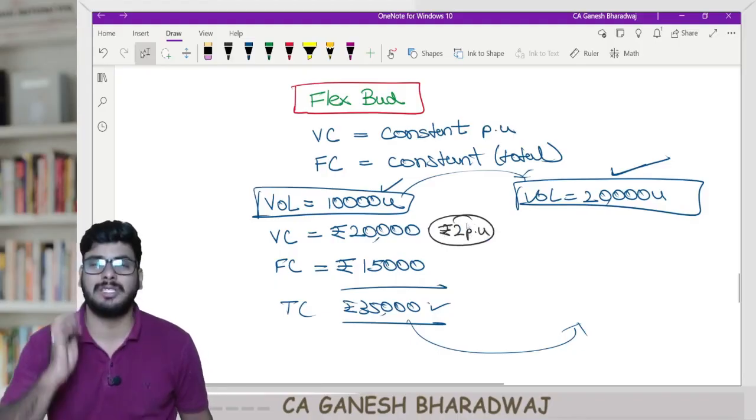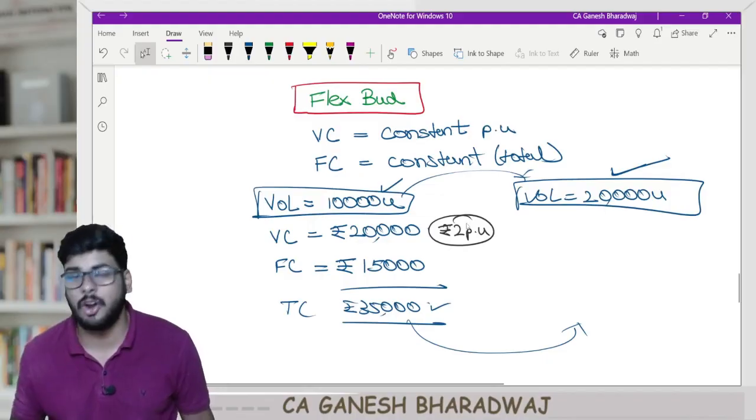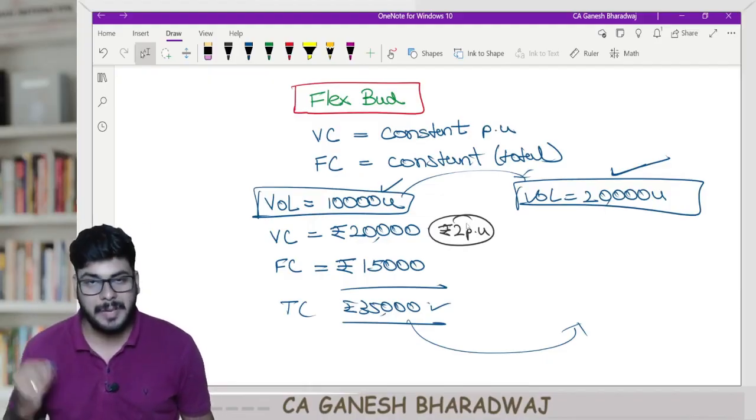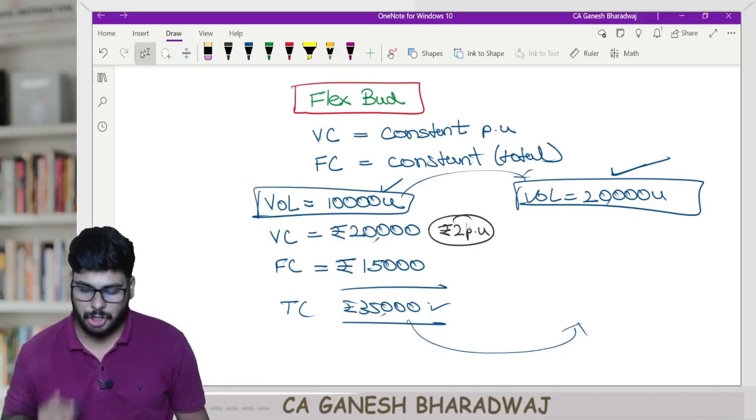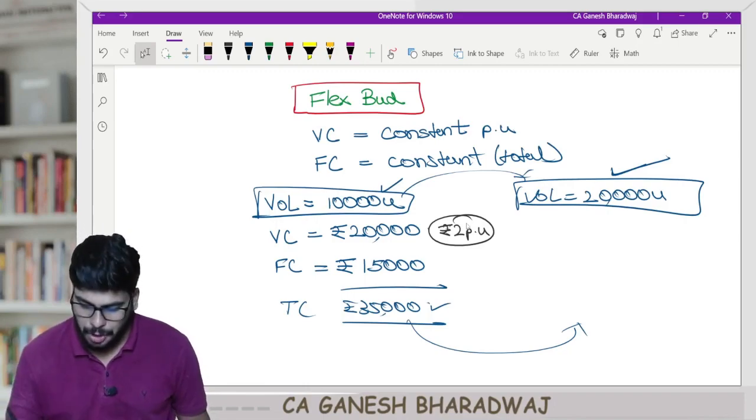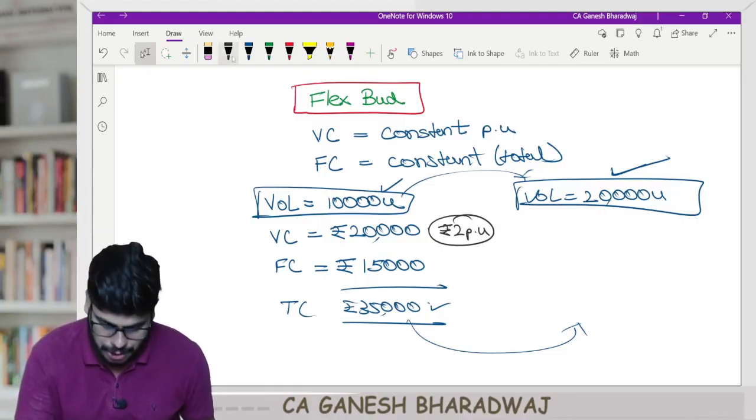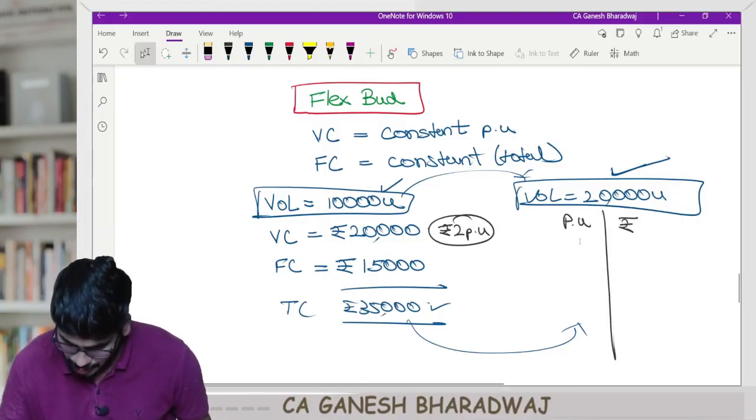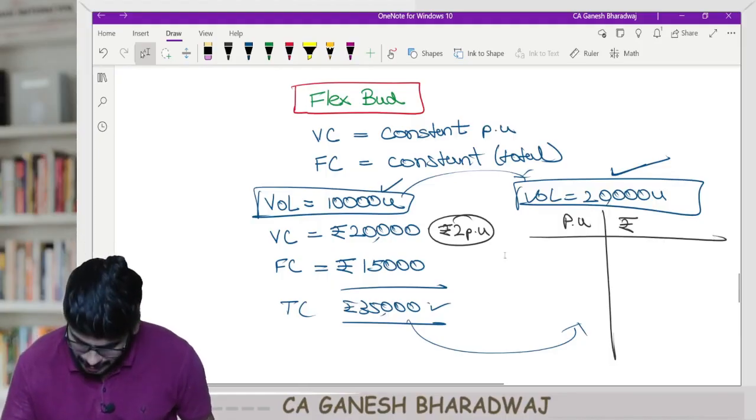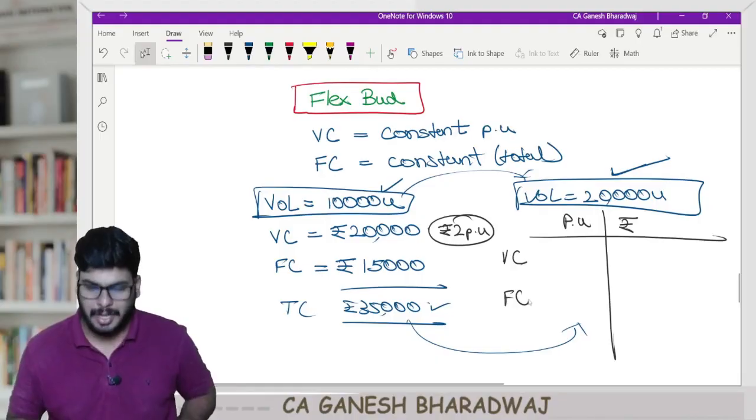So variable cost makes sense only if it is represented on a per unit level, and fixed cost makes sense only if it is presented in total. Are you clear with this? So now what will I do? For a volume level of 20,000 units, I will prepare two columns, a per unit column and an amount column. Here I will write down variable cost and fixed cost.